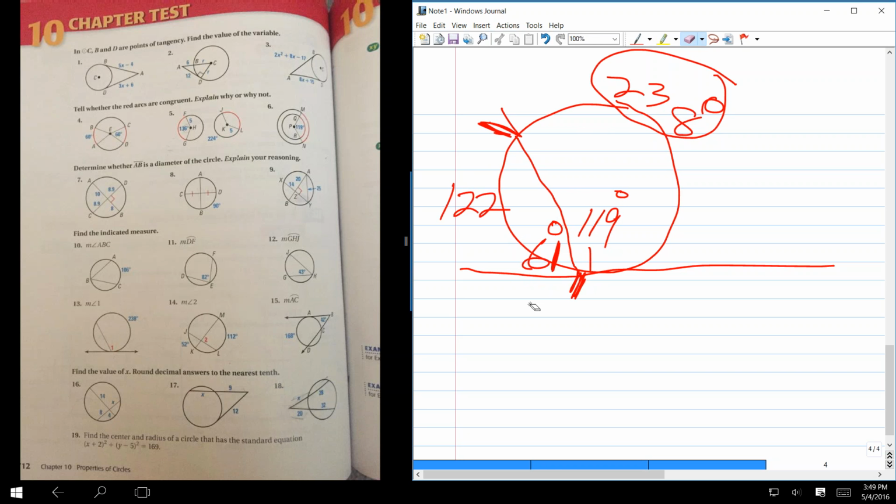In other words, if you forget how to handle a chord with a tangent line, it's the same exact logic as handling two chords. Whatever the measurement of the arc is, this angle is half of that. And this proves it, because we know those two angles have to be supplementary, and we know that the complete circle has to add to 360.